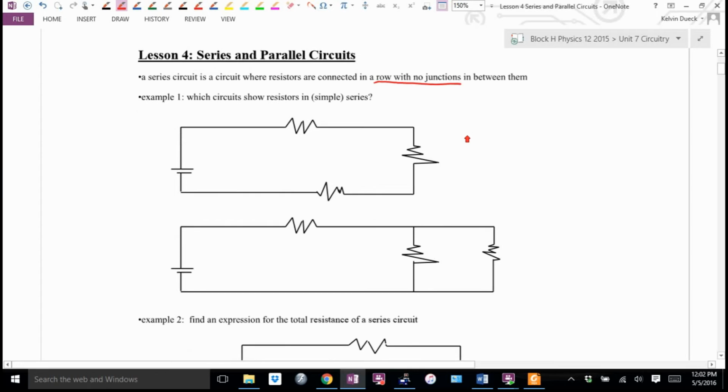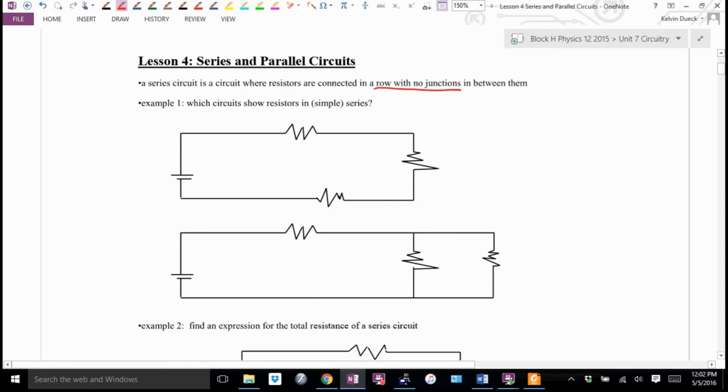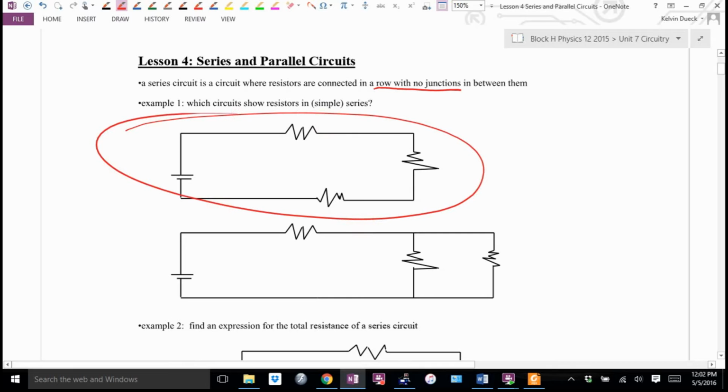Which circuit of these two shows resistors in simple series? That one. Here, there's a junction. That is not a series circuit because now current splits up and has the option of going one way or the other, if they're skiers. Okay.